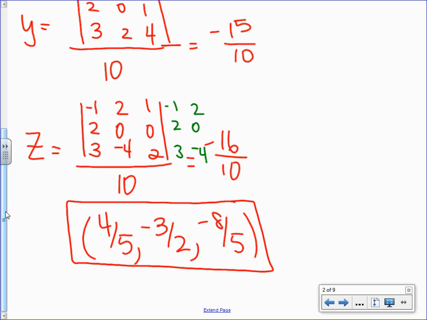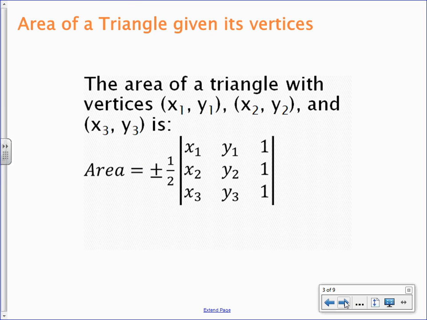Do we feel okay about Cramer's rule? Yeah? Okay. You will have to do these for 2 by 2 and 3 by 3. 2 by 2 will obviously go a lot quicker, but you'll have to do them for both. Okay? Let's look at a few other things we can do with determinants.